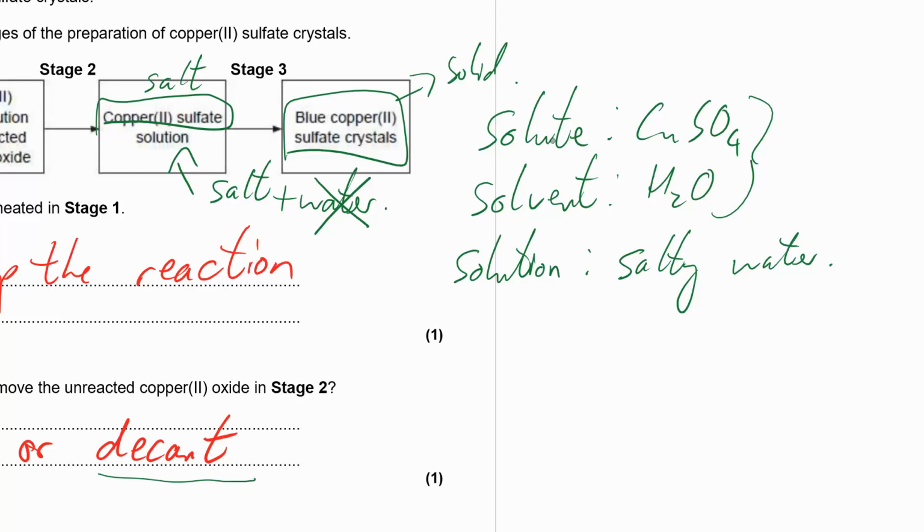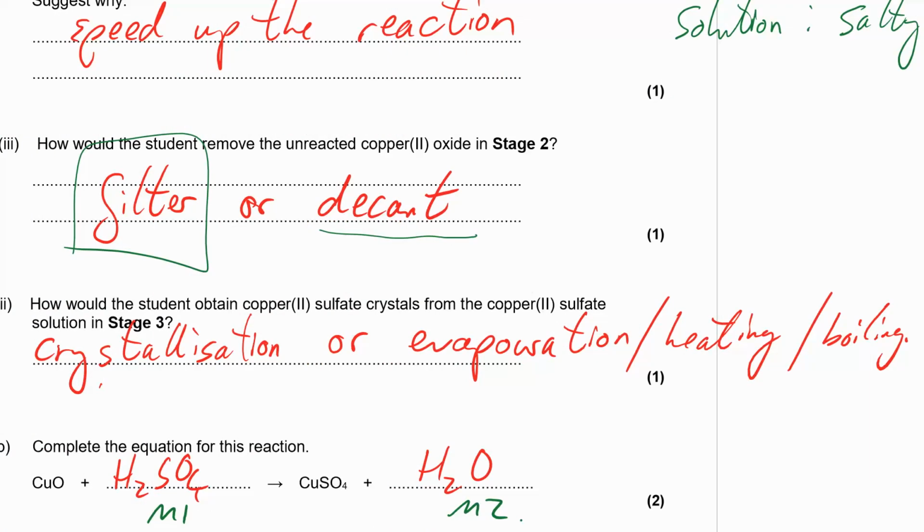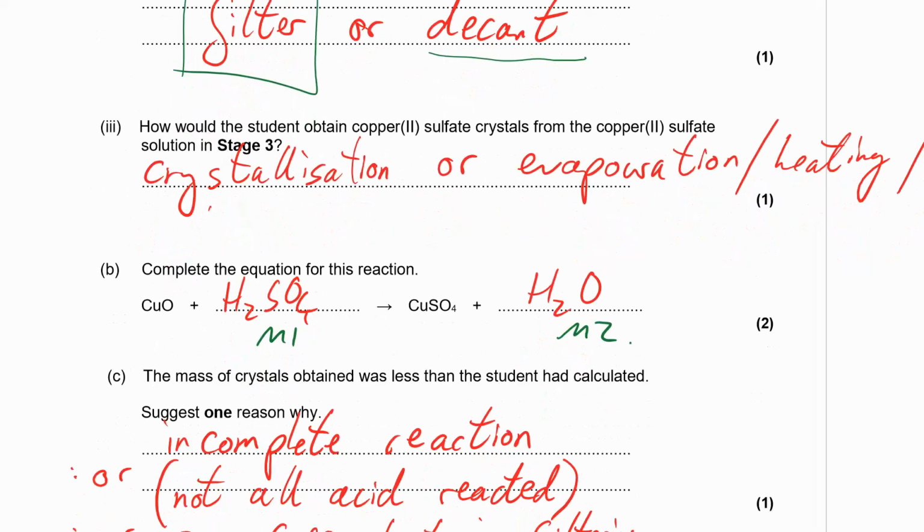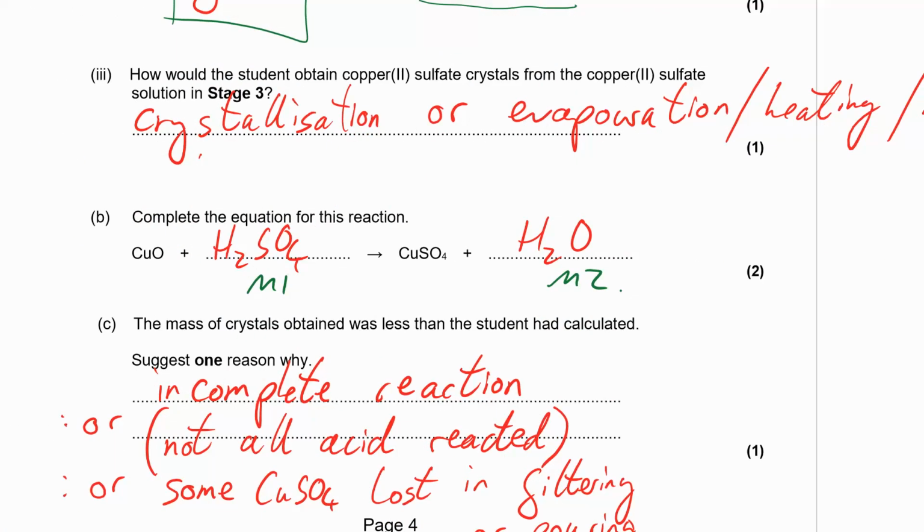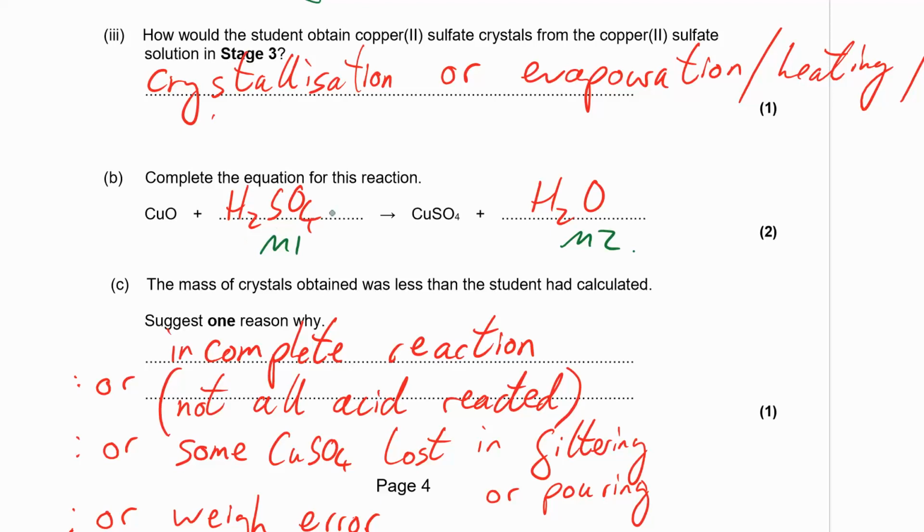And if you just want the solute, then we need to remove the water, and the easiest way to do that is evaporation, heating or boiling. Next question, complete the equation. So this is H2SO4. You should be familiar with that, but hydrogen is pretty much always going to be H+. Again, we need 2 of those to balance our SO4 2-. So H2SO4, and water is the other product for this neutralization reaction.